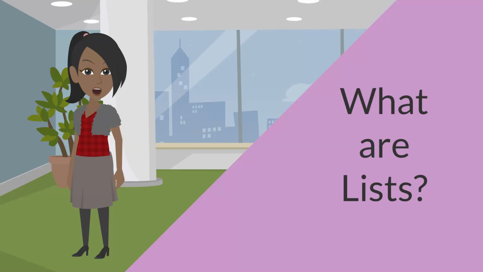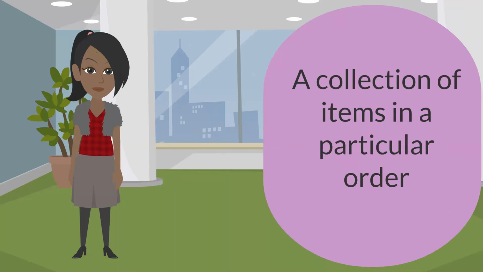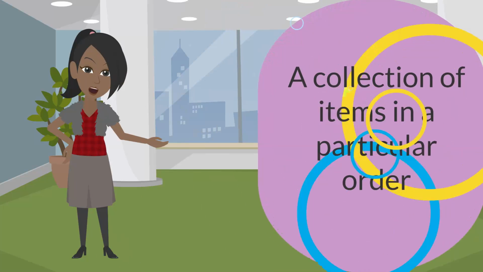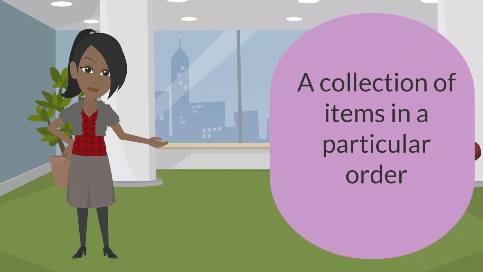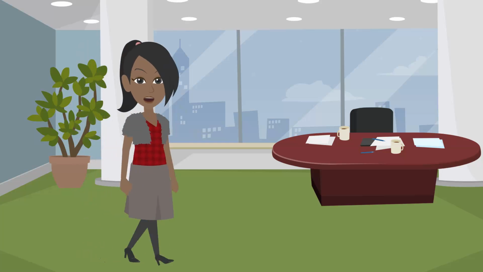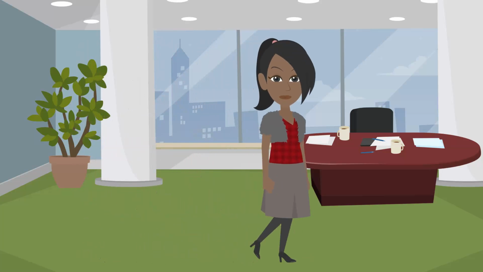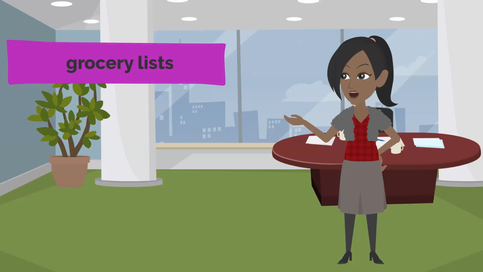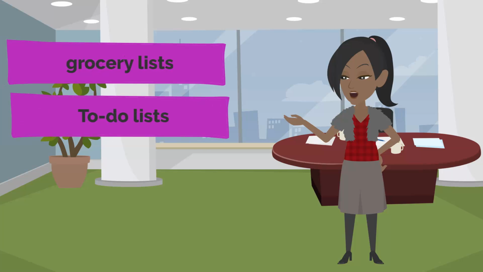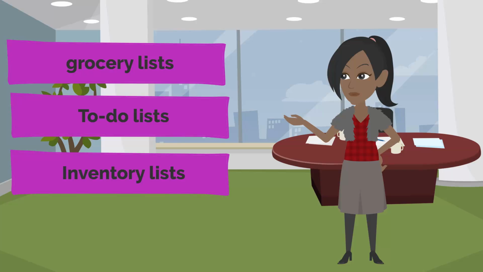What are lists? Lists are a collection of items in a particular order. There are many examples of lists. There are grocery lists, to-do lists, inventory lists. You can have an inventory list that stores customers' names, addresses, and phone numbers. There are many other types of items that can be stored in an inventory list.